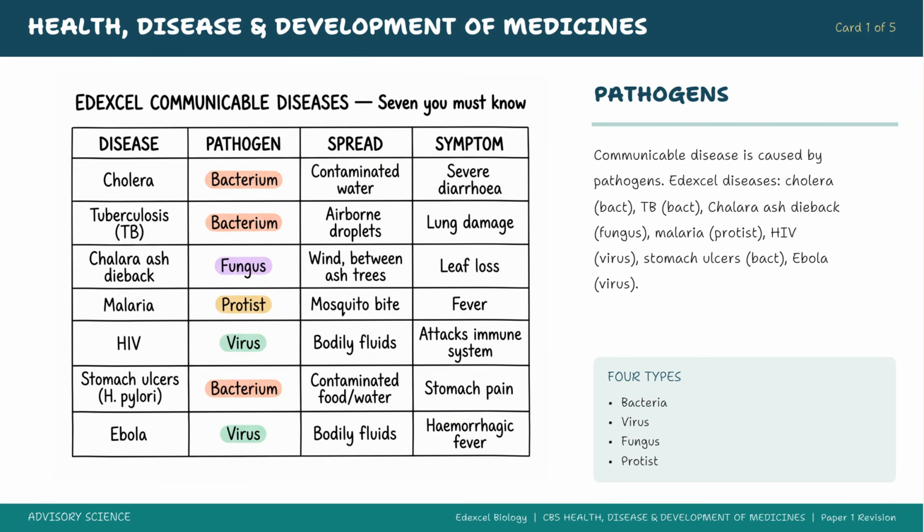Just an examiner tip, mosquitoes are not the pathogen for malaria. They are what's called a vector. A vector is the thing that carries the pathogen. The actual pathogen is the protist. So imagine a mosquito and inside it is a small pathogen called a protist, and that's what causes the infection or the disease.